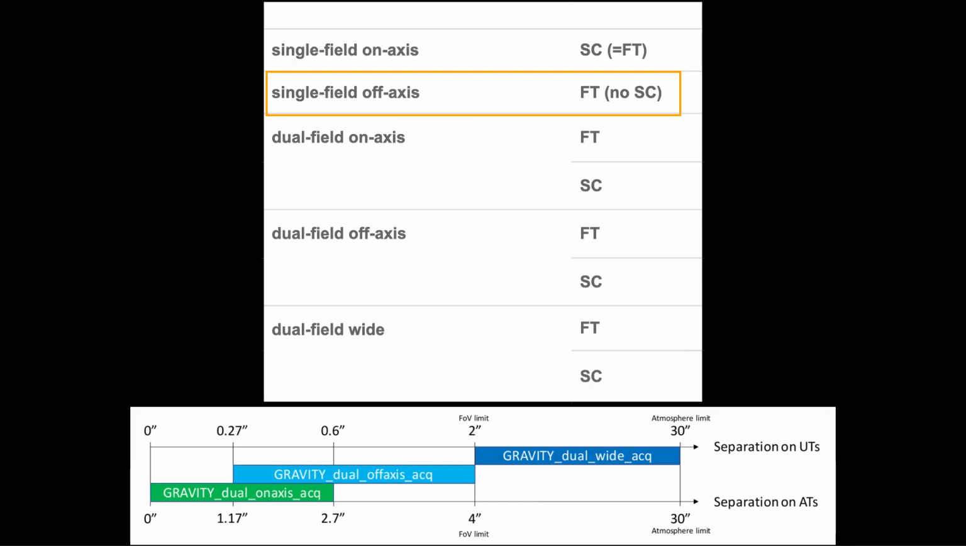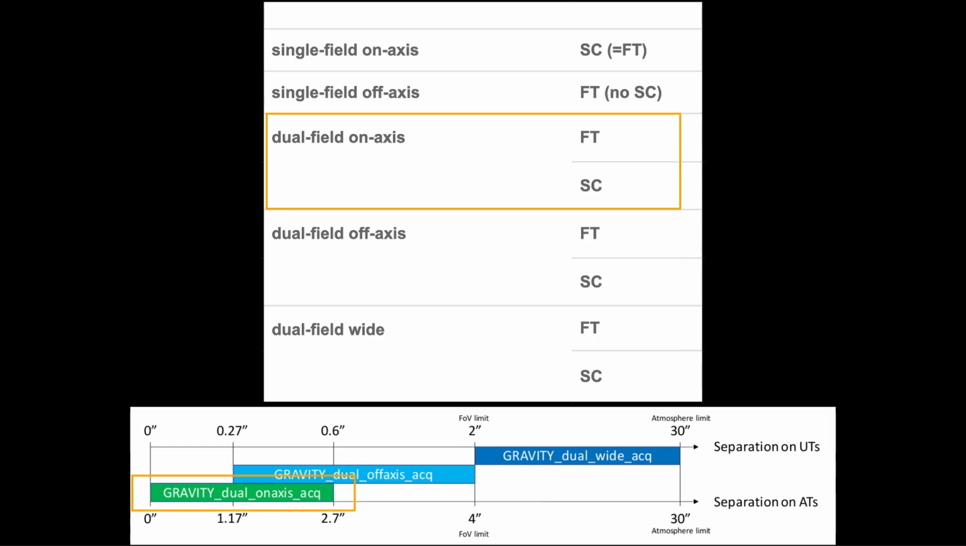Second, single field mode off axis. The science fiber is placed on the sky, and all the light from the science target is sent to the fringe tracker. Although this mode is not commonly used, as it delivers only the low resolution data from the fringe tracker, it increases the limiting magnitude by 0.5 magnitudes compared to the single field on axis mode in low spectral resolution.